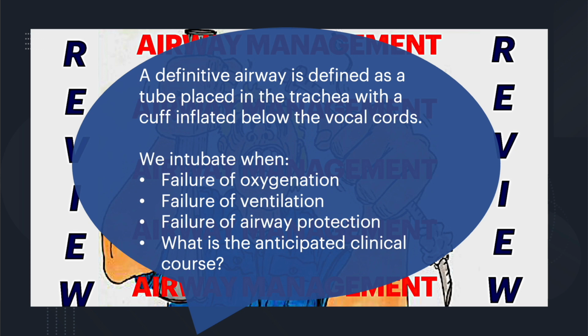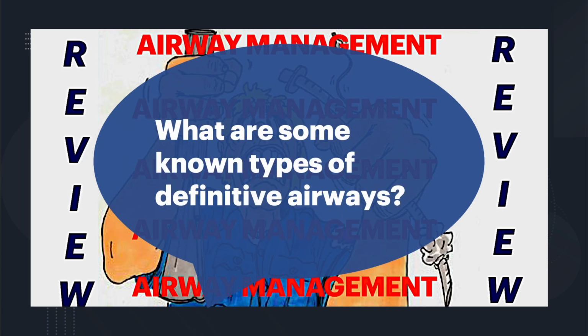So the example of the burn patient, they may present to you with a patent airway right now, but because you suspect a burn to the airway from all that heat that they were exposed to, and the singeing of the eyebrows, singeing of facial hair, and all of that, you anticipate that that airway is going to swell. And if you wait until that airway swells, you're going to be faced with a difficult airway, and it's going to be harder to establish that definitive airway right then and there. So these are when you should intubate. The next question: what are some known types of definitive airways?